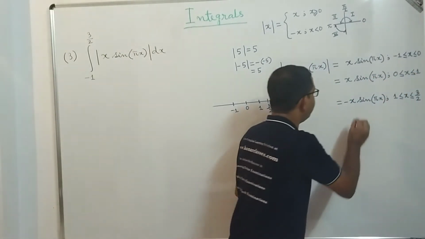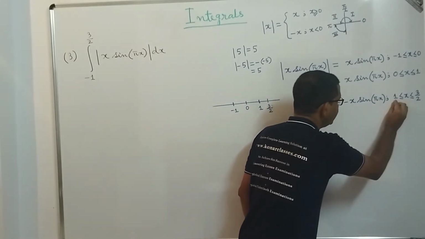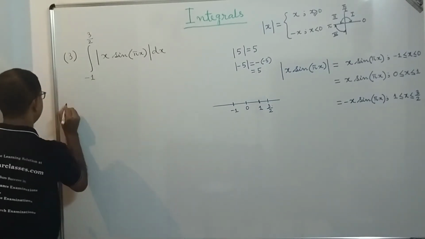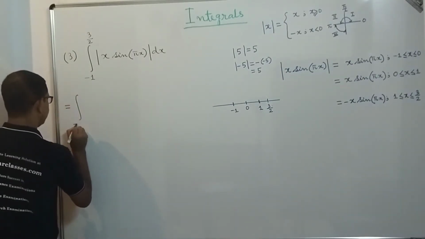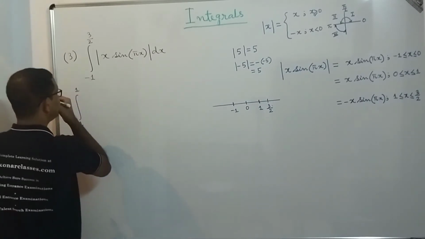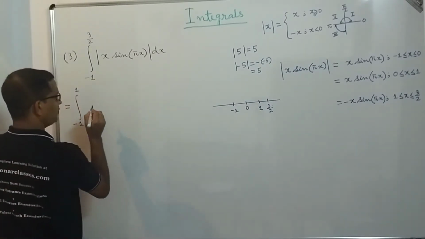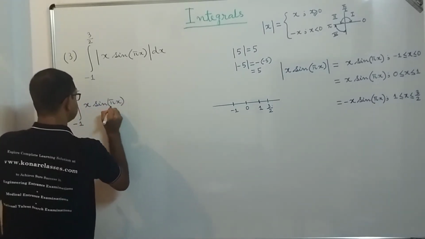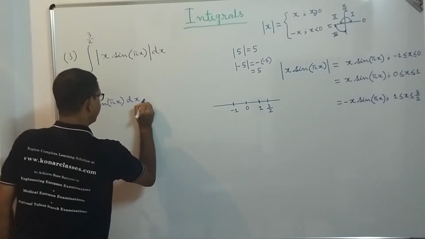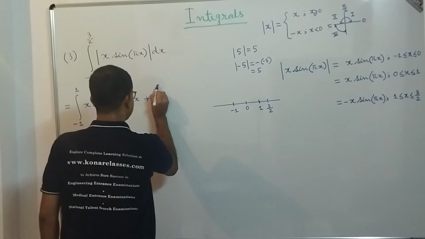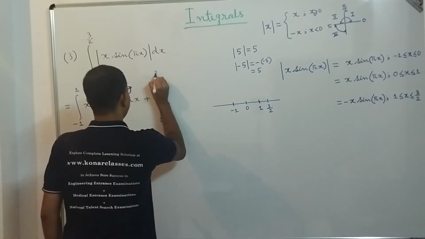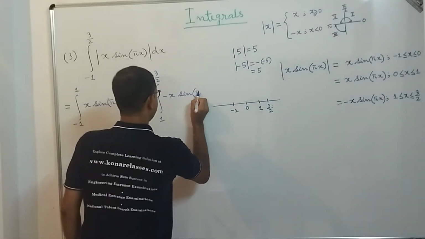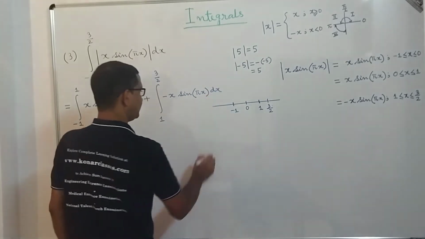Okay, and it is equal to minus x into sin pi x when x is between 1 to 3/2. So what you can write here, dear students? So this we can write that is equal to integration -1 to 1 x into sin pi x dx plus integration 1 to 3/2, here it is minus x sin pi x dx. Correct, dear students?